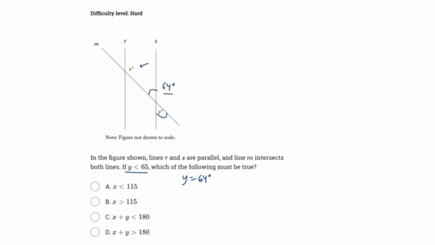We can see here that this 64 degree angle and angle X, these are consecutive interior angles. And so what happens is that they are supplementary. So they have to add up to 180 degrees. So you get 180 minus 64, which gives us, oops, that was real messy. Okay, 180 minus 64 equals 116 degrees. So interesting note here is that 116 is greater than 115. So that does not add up with A, and therefore A is wrong.